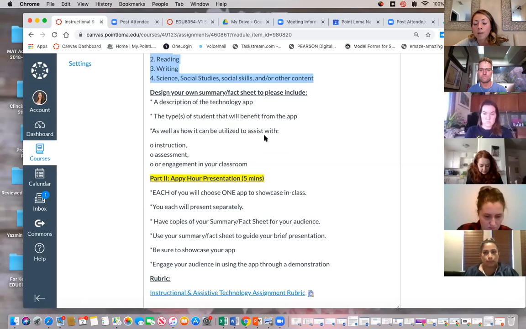Sometimes there's apps that are awesome, but they might be too expensive, or sometimes there's apps that are amazing and they're free, which is great. So you could include that information there as well.